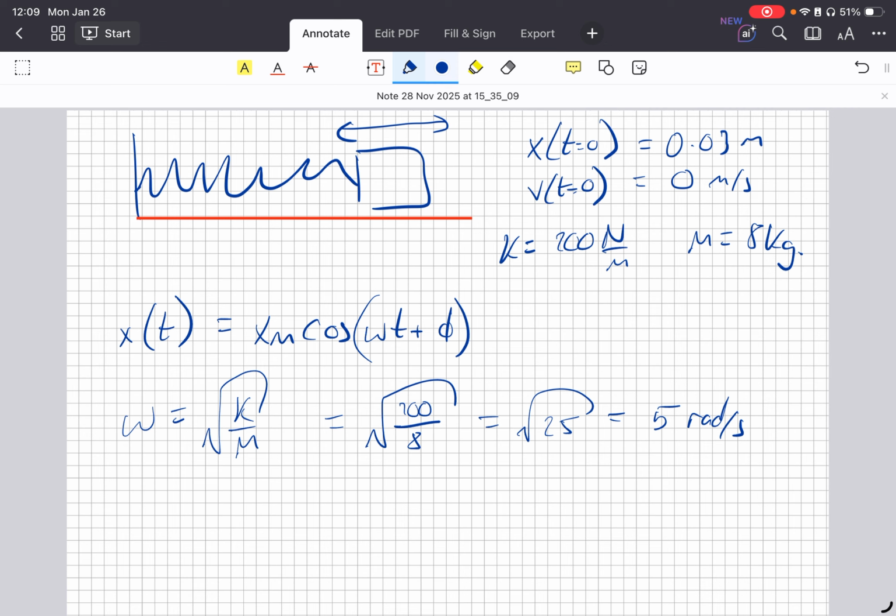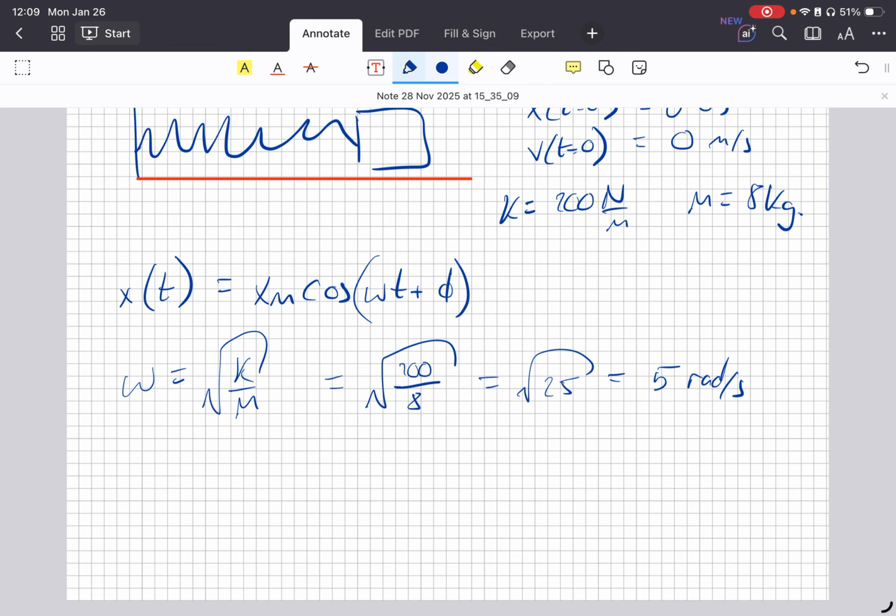So the question asks us to determine the acceleration. Well, I really need to know what xm and phi are in order to do that. So let's try to characterize what those numbers are based on the information we've got there. We can substitute in t equals 0, and when we do that, we're going to get cosine of omega t, which will be 0, plus phi, so it'll just be cosine of phi. So we can write down that x at t equals 0 is just equal to xm cosine phi, because I'm putting in t equals 0 for this omega t, so that goes away. So that's one piece of information we've used.